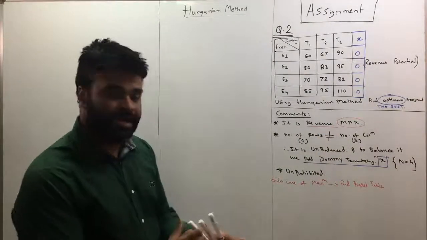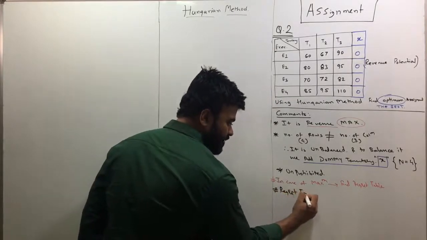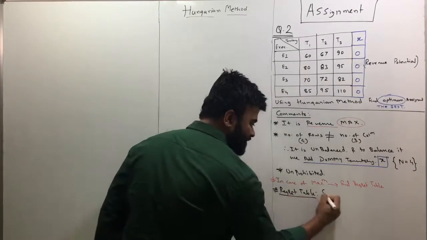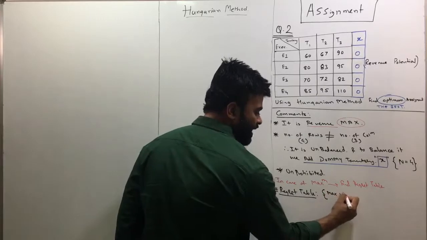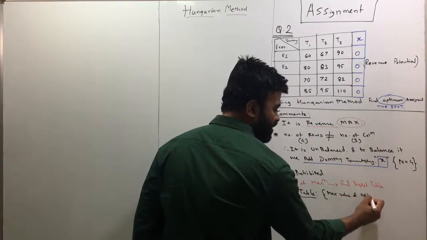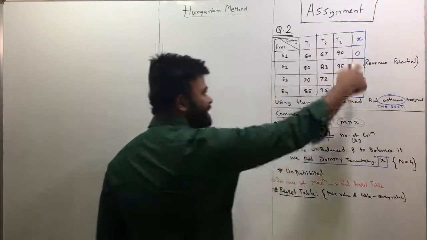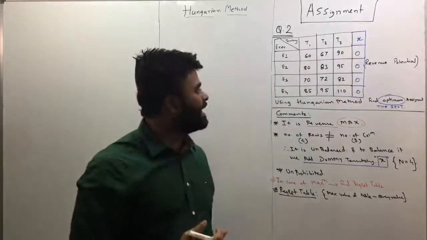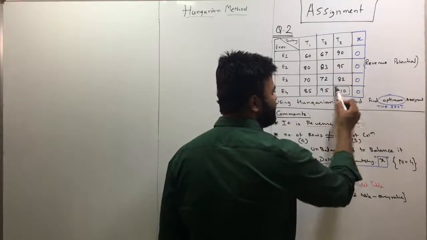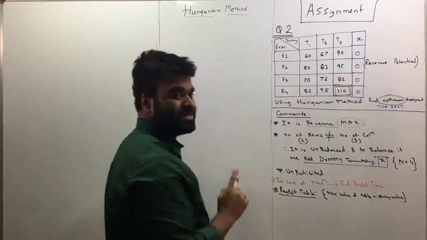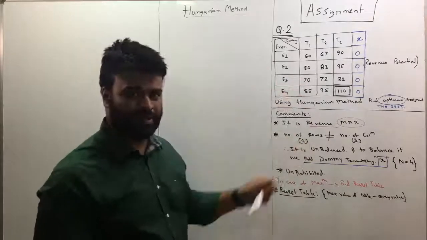Let me quickly do the regret table. I'll also write down the procedure of how it is done. The regret table is the maximum value of the table minus every value. So we take the maximum value of the table and subtract every value from that. The highest value of the table is 110, so you take that number and subtract everything from 110. Always the bigger number minus the smaller, so it's always going to be positive.